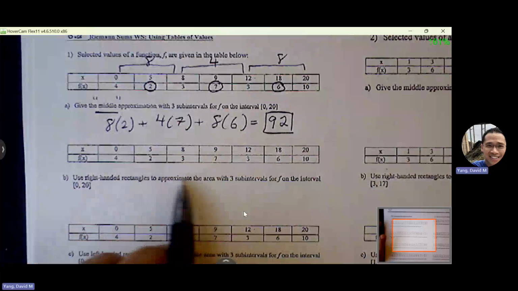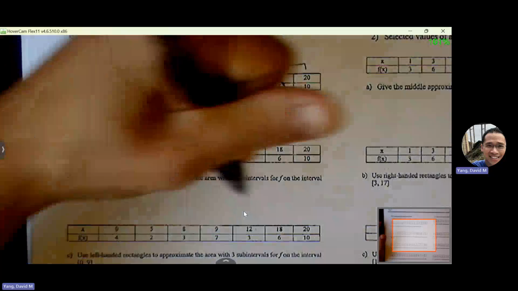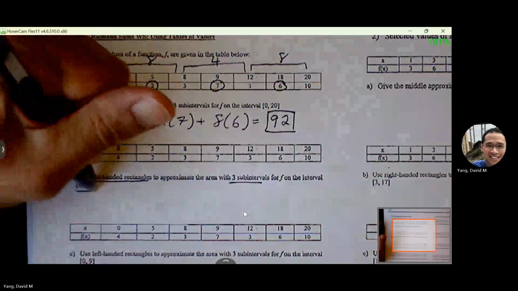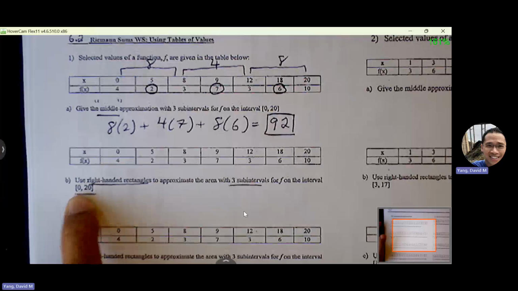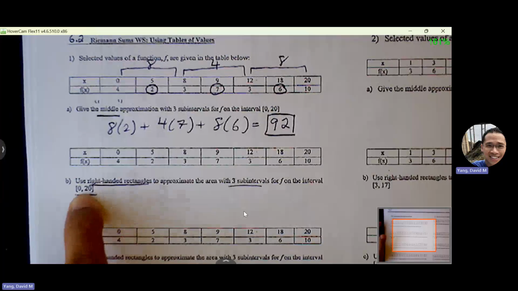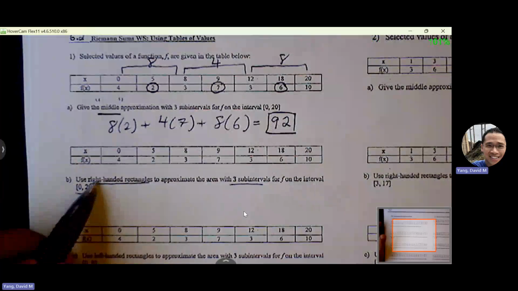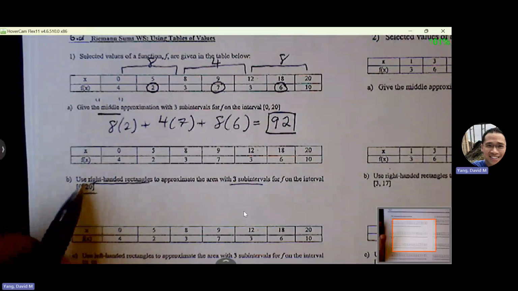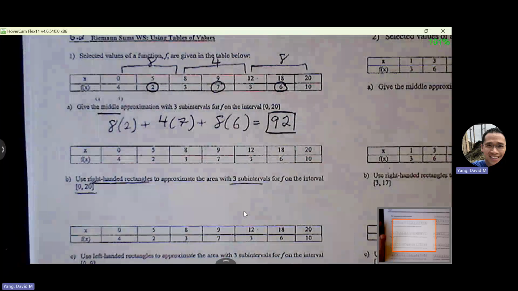You guys want to try part B? Right-handed rectangles, 3 subintervals from 0 to 20. Careful that you pay attention to your interval. It may not always span from one end to the other. Sometimes it may only span across a portion of the table of values. So always pay attention. Don't always assume that we're going from end to end. Right now we are, but later on, we may have different starting and ending points.